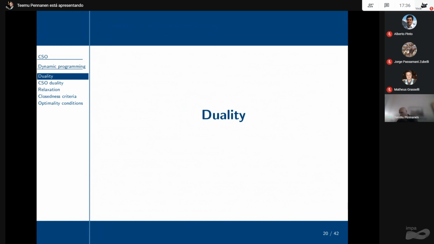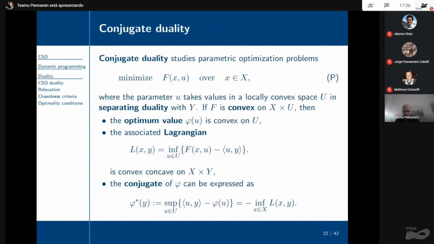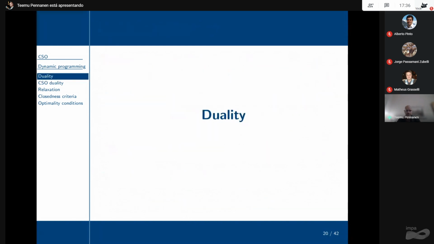I would then move to duality, but I guess I don't since I ran out of time and I have a terrible cough, so I finish here.